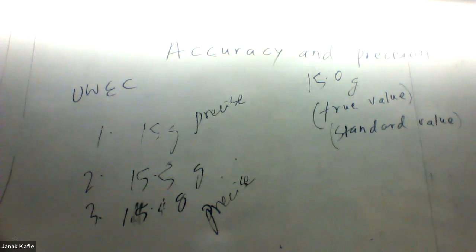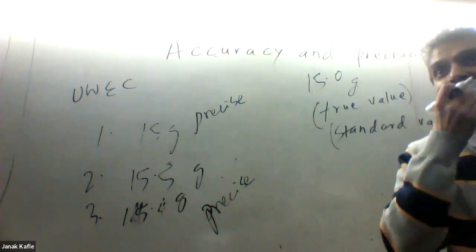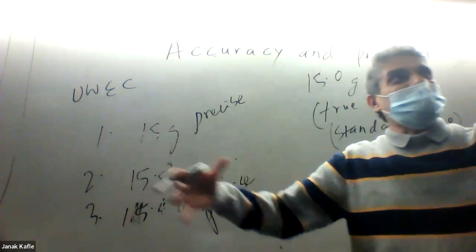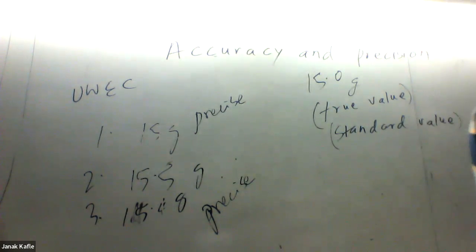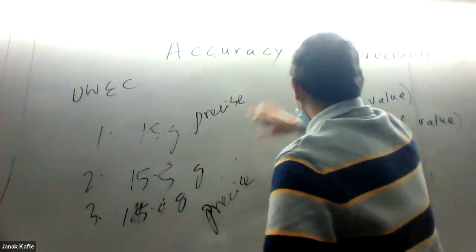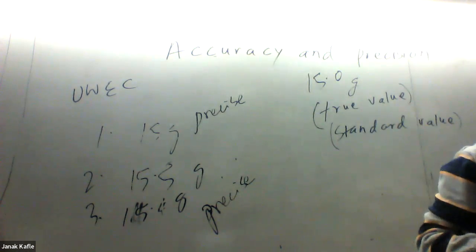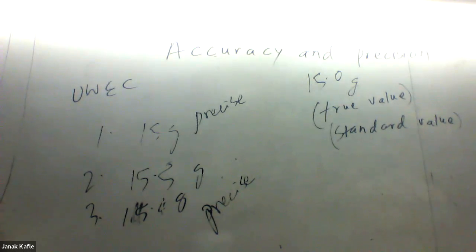So precise is I'm comparing with myself, right? My skill, I'm comparing my skill one time, another time, and another time. And if my skills are close to each other, I am precise. Make sense? But for being accurate, I am comparing myself with somebody else who is very, very highly placed somewhere. Yeah. Good.